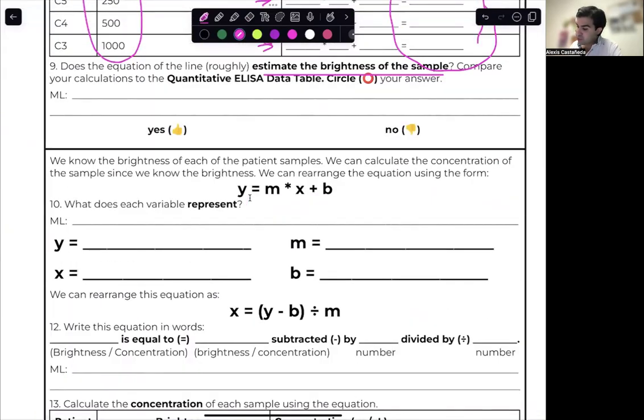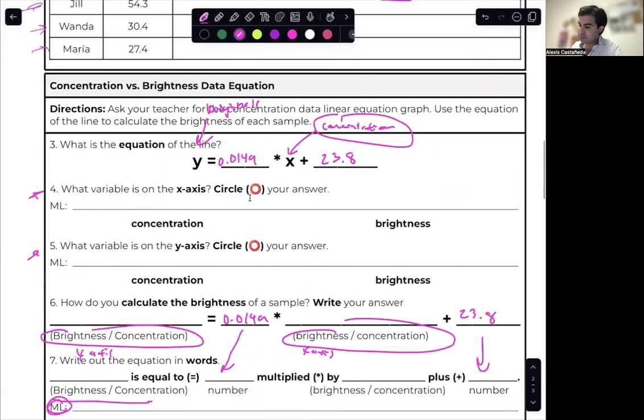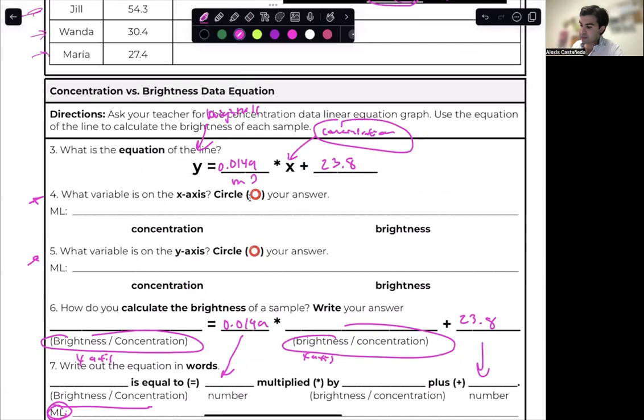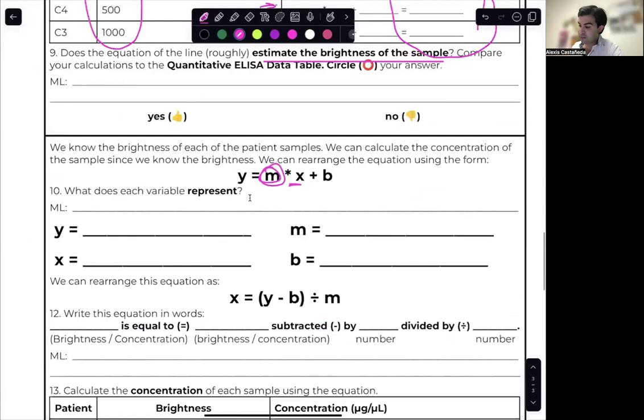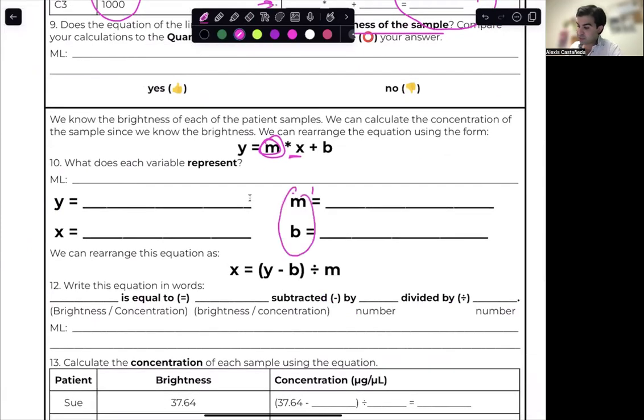For this last part, what you're going to do is, again, just look at what each variable represents. Again, we know, for example, that y is going to be whatever's on the y-axis. So which variable is on the y-axis? What's on the x-axis? What is this m? So what is the thing being multiplied by x? In this case, the m is the thing that is multiplied by x. So in this case, this is the m here. And this is b. So you're going to write the numbers. These are going to be numbers. And these are going to be either concentration or brightness.